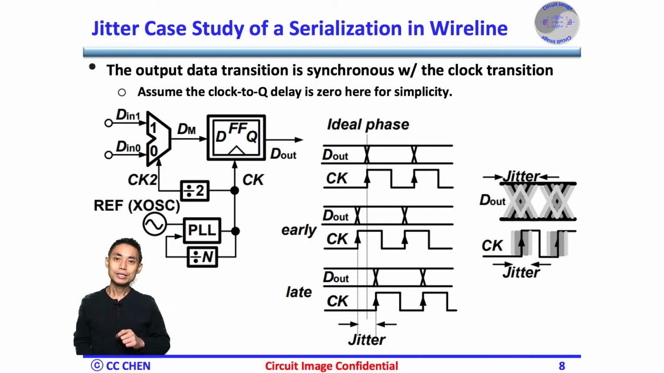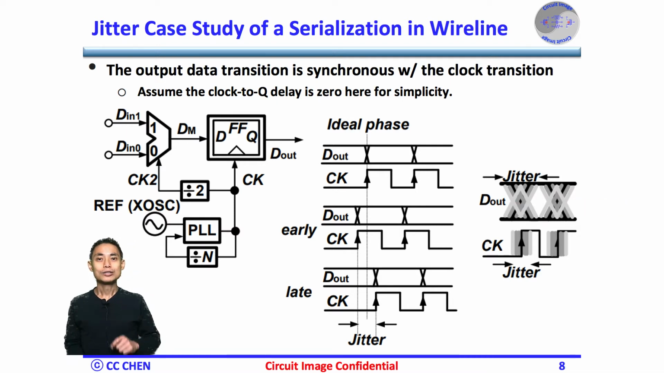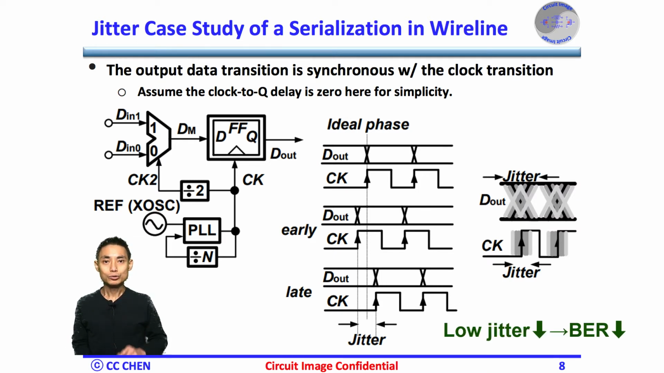Then, we call this phase uncertainty jitter. Obviously, the clock's jitter will directly translate to the output data's jitter. If the transmitter's output jitter moves too fast to be tracked by the receiver, the RX sampling point will be at the transition and get a high bit error rate. So, the fundamental requirement of the PL is the low jitter to reduce the bit error rate.